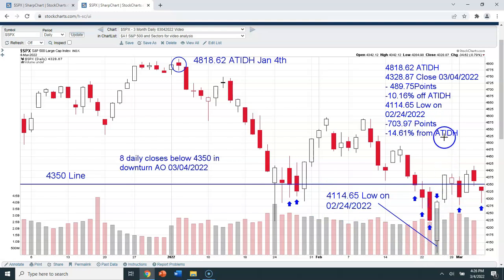Okay, so that is the ultimate low so far. And the high, ultimate low for the downturn, of course, I want to make sure I'm clear on that. The high for the S&P 500, all-time intraday high so far, back on January 4th, 4818.62.